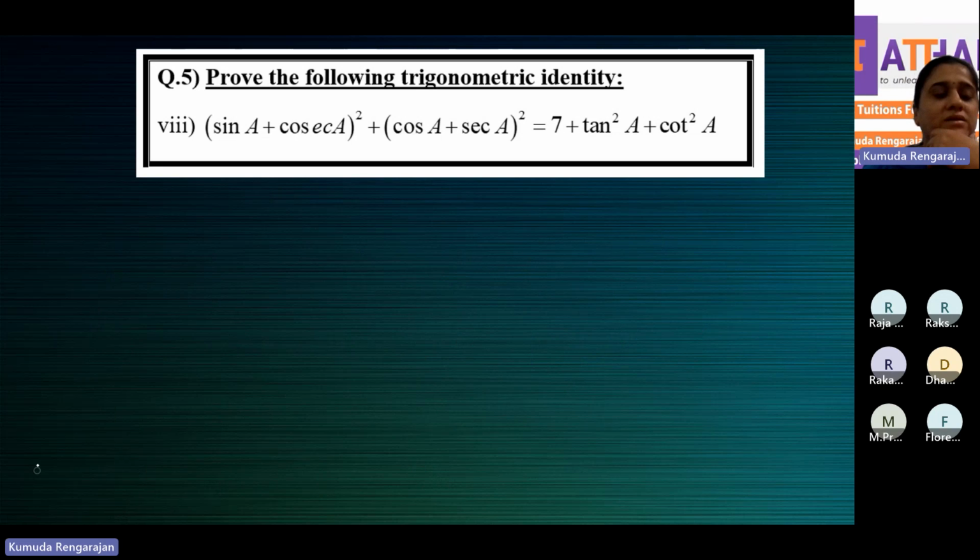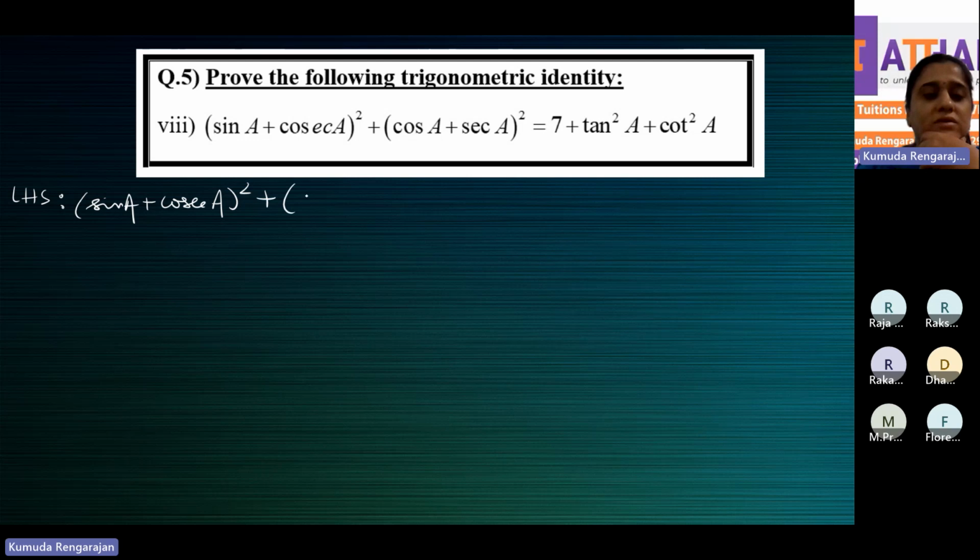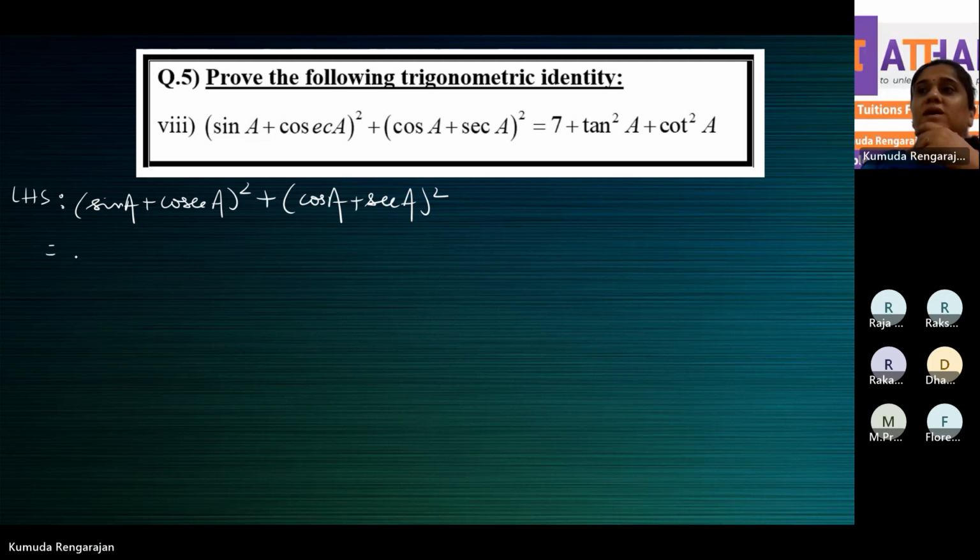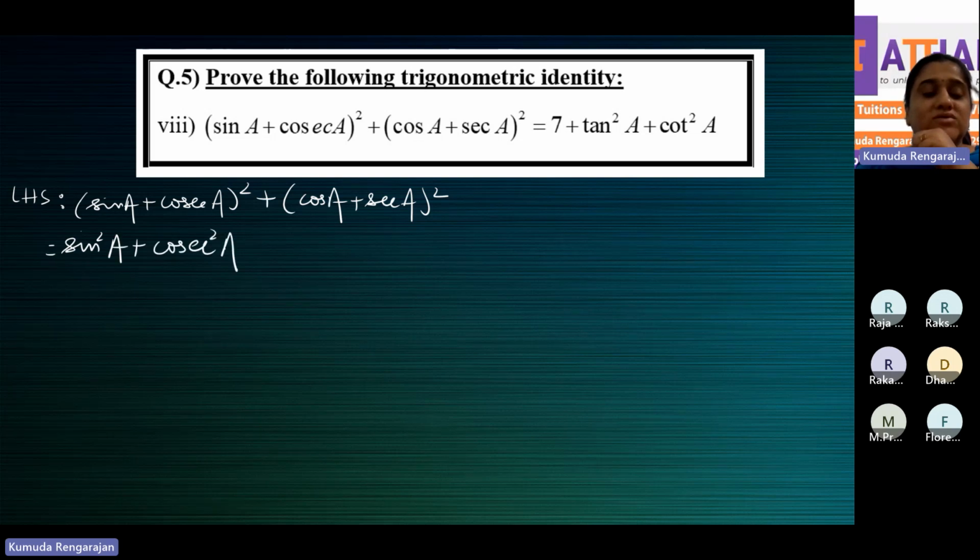Okay, we'll just do this once again. Tell me, children. LHS: sine A plus cosecant A the whole square plus cos A plus secant A the whole square. So it's like a plus b the whole square, right? So sine square A plus cosecant square A plus 2 sine A cosecant A plus cos square A.